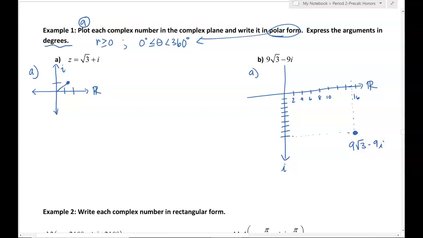Now in your book, it may connect this to the origin. That's okay too. So you can connect it or you don't have to. It's not a big deal. As long as you have a dot, then I'm good. If you have a dot and a segment, cool. If you just have a dot, also okay. Then part B says, now write it in polar form. So let's go and do part B.